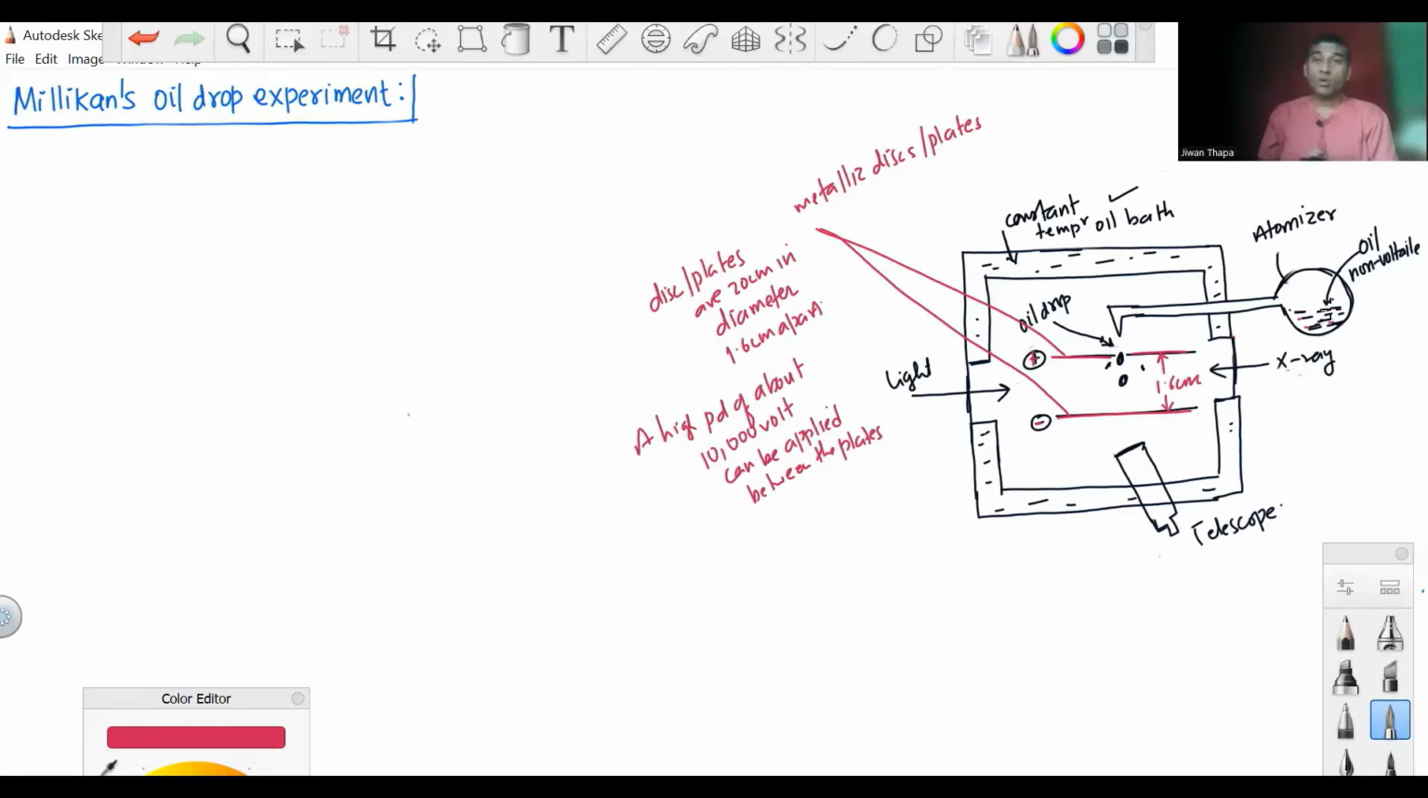is non-volatile so that we can carry out the experiment for a longer time, and we can take clock oil to carry out the experiment. Now there are three windows in this experimental setup. Through one window, X-ray is allowed to pass in the region between the plates, and through another window, light is allowed to pass inside the chamber so that we can observe the oil drop, and the third window, which is not shown in the diagram, is fitted with a telescope, and we can observe the oil drop with the help of the telescope.